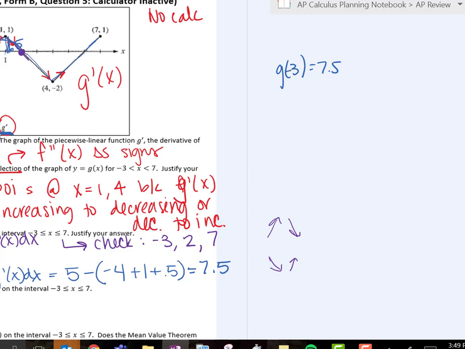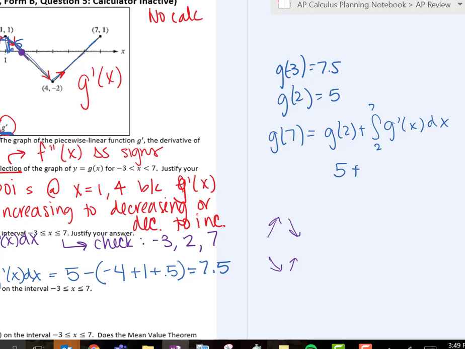Then g of -3. Then I'm going to check my next guy. So my next one was, what was my next one? 2. G of 2 I'm given. Wow, easy. G of 2 is going to be +5. And then my last one is going to be g of 7. So I know that g of 7 is going to be g of 2 plus the integral from 2 to 7 of g prime of x dx.